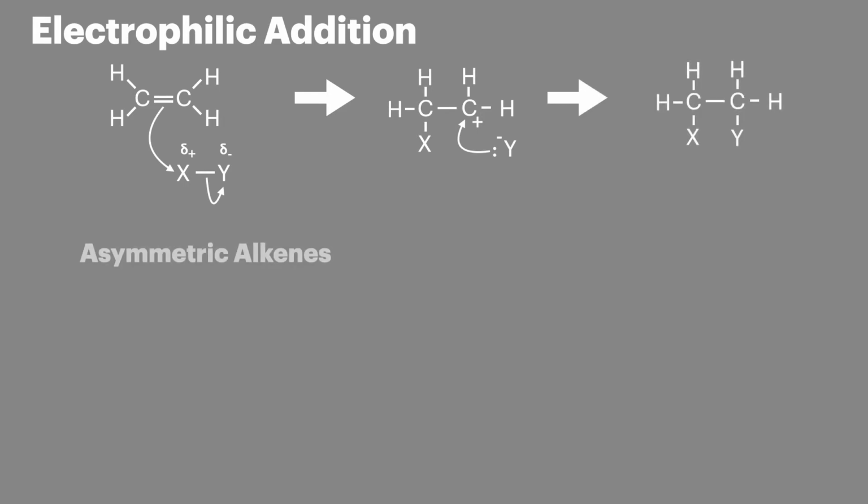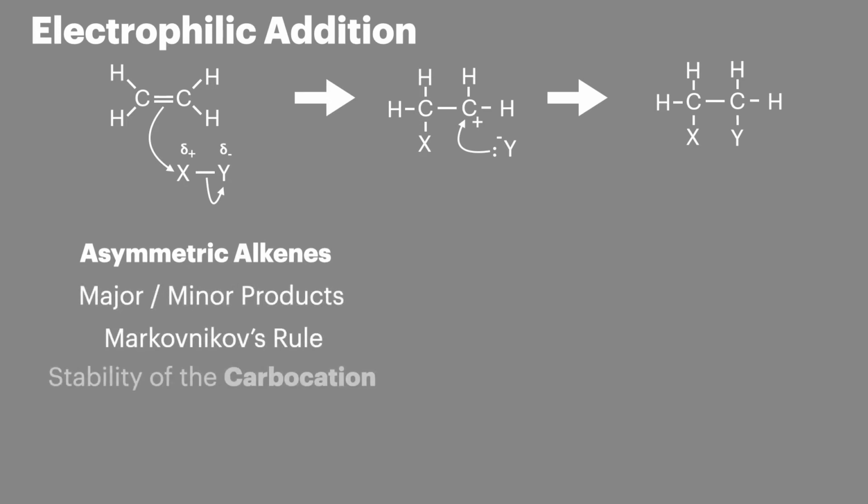Remember, if you have an asymmetric alkene, then you'll have a major and minor product. This is governed by Markovnikov's rule. The major product will be the one with the more stable carbocation in step 2.